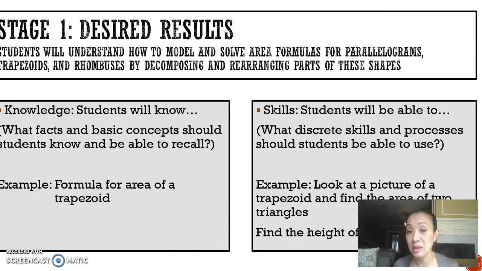And of course, the last thing for stage 1 is the skills. Students will be able to do what? What discrete skills and processes should students be able to use? In the example, they will be able to look at a picture of a trapezoid and find the area of two triangles, or find the height of a trapezoid. Again, this is just an example that we're using right now based on one of the TEKs.